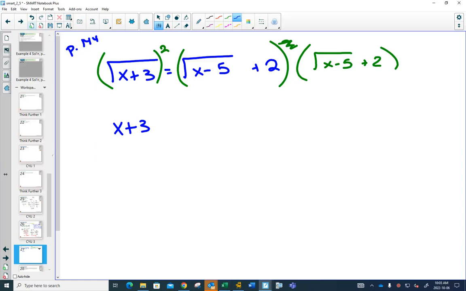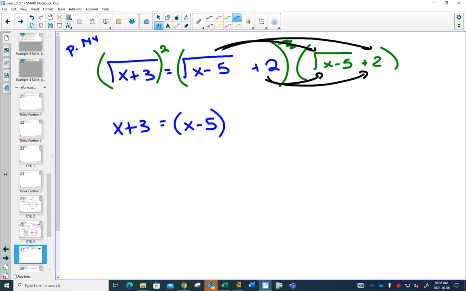If I square the right-hand side, I am going to have to multiply these out, which means all 4 of those arrows for distribution. And I'm going to get, well, this square root times that square root works perfectly to get rid of the square root. Can you see that? But I'm going to have plus 2 square roots of x minus 5, and then plus another 2 square roots of x minus 5, and then 2 times 2 plus 4.